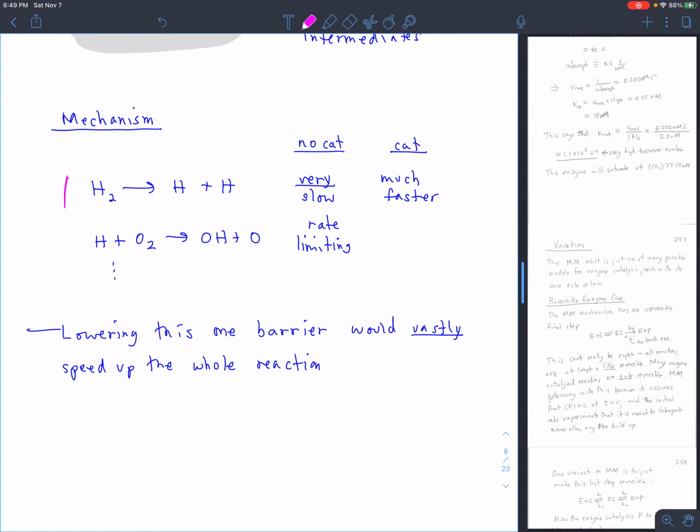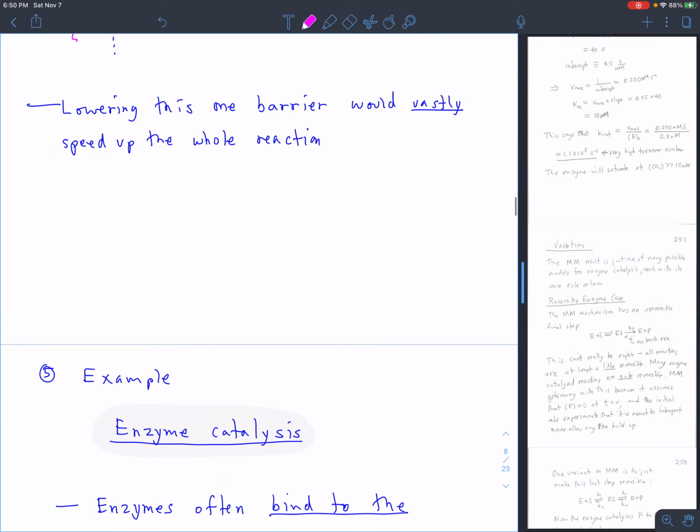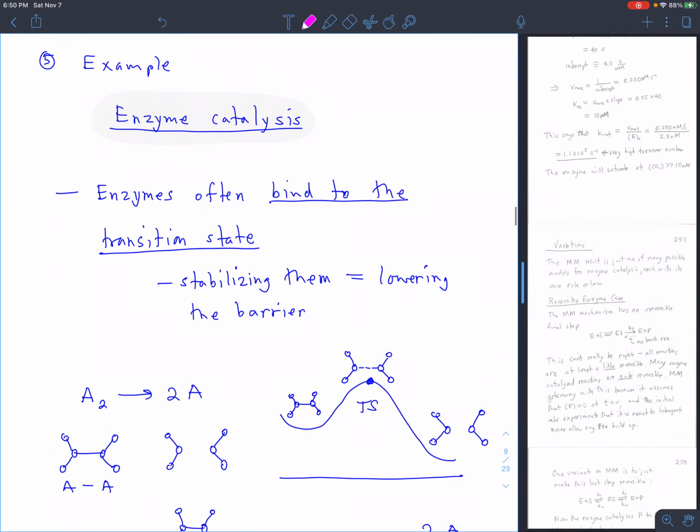Yeah, that's what I was just saying here, actually. This is the slow step, and now it's much faster. And so this is the rate limiting step. Everything that happens afterwards happens fast. Lowering this one barrier vastly speeds up the whole reaction. All right, so that's a heterogeneous catalyst.